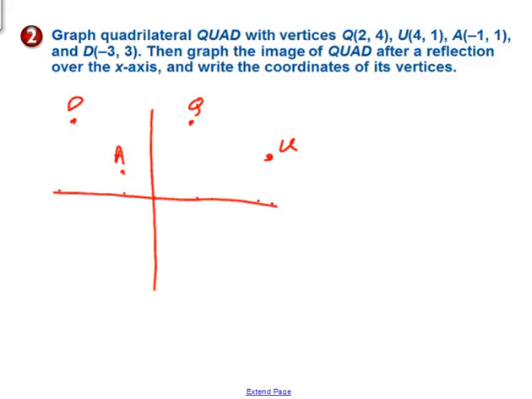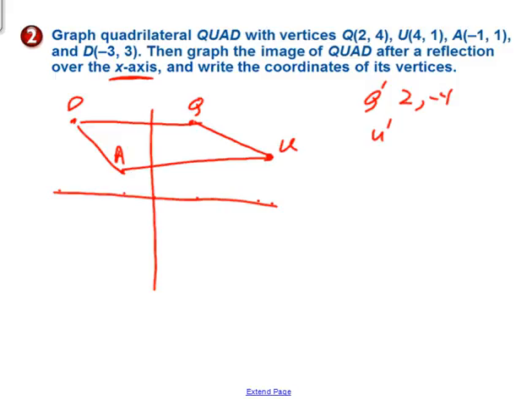So if I connect all those, and I'm going to draw the image after reflection over the x-axis. So the x-axis, which means I just changed my y values. So my Q prime is going to be 2, comma, negative 4.